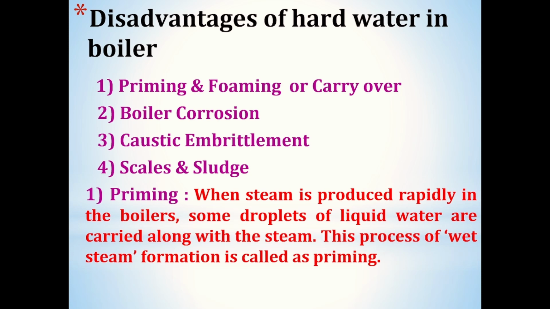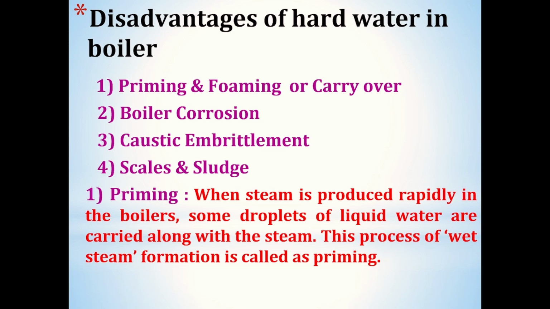So what is the priming? Priming is nothing but, as we know, in the boiler we generate the steam at a very high pressure. A violent agitation is there, and during this steam formation, there is a formation of small water droplets of liquid. They may go along with the steam, and that steam is called wet steam. So this process of formation of wet steam is called priming.